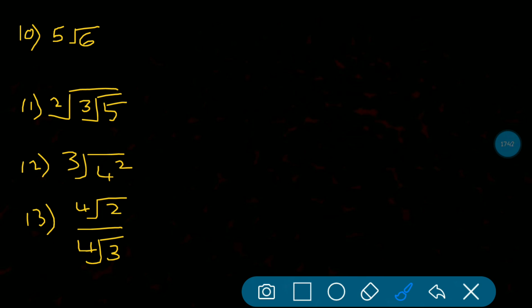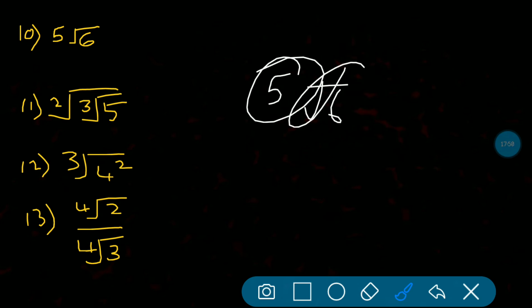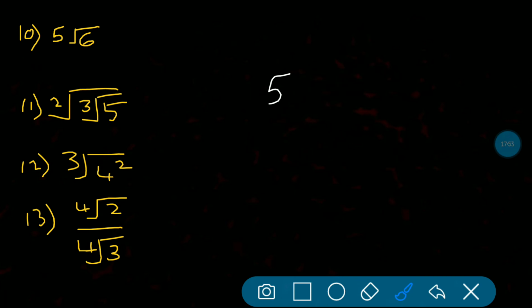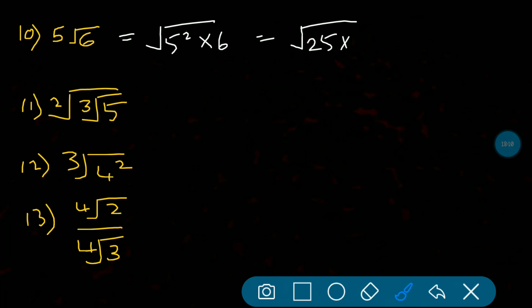Now matrix matching we will be looking at it. 10th question is 5 root 6. So how do we solve this? Here 5 root 6 is there. Now here it is square root. So we are going to put square root for this as well as we are going to square up the 5. Right. So root over 5 square multiplied by 6. Now 5 square is nothing but 25, right? So you know that 25 into 6, that is nothing but root over 150. That is option C.